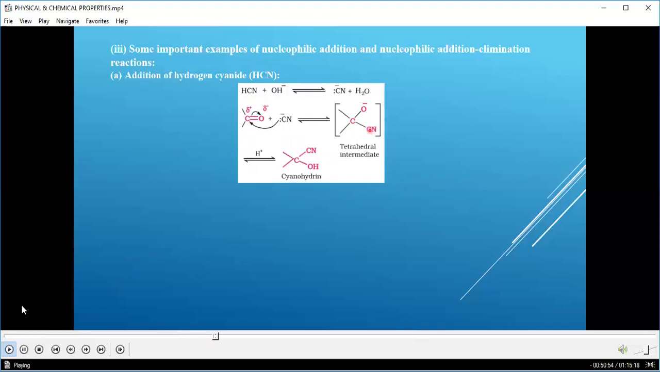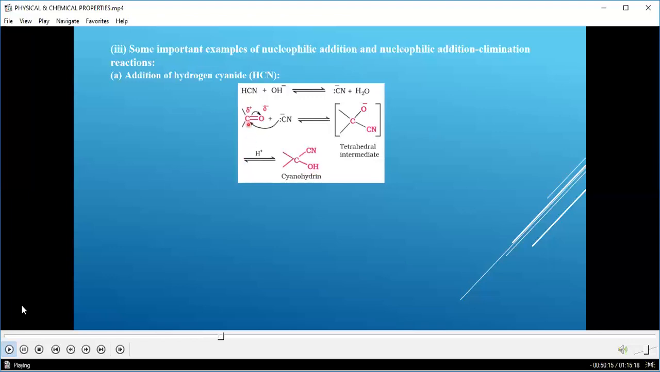that is, C bonded to O minus and bonded to CN. Why is this called an intermediate? Because it has a charge, so it is not neutral. Then by a proton transfer reaction, we obtain cyanohydrin. Why do we call this product cyanohydrin? Because two valencies of the carbon atom are satisfied, one by a cyano group and the other by a hydroxyl group. So it is commonly known as cyanohydrin.